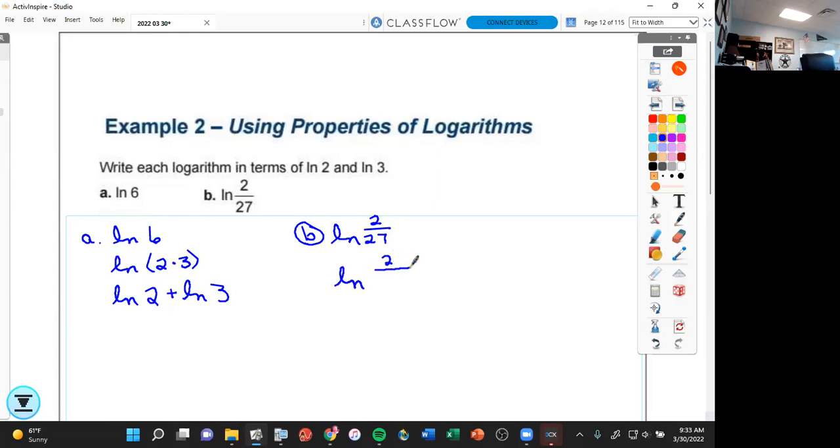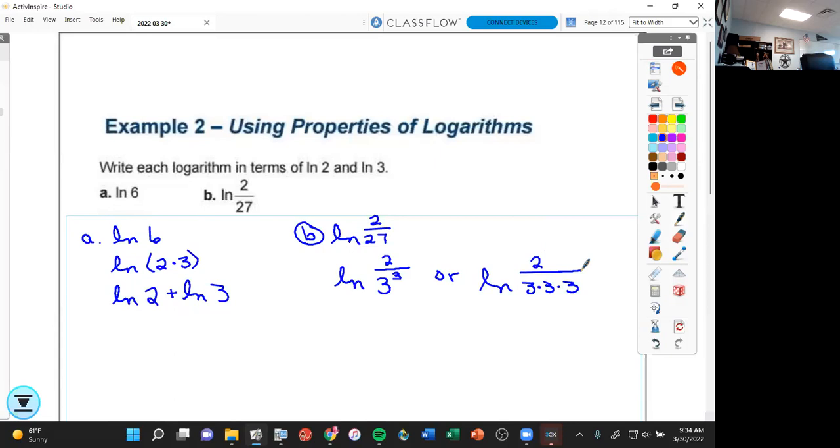Three what? Okay. What if someone else decided, I'm going to write that as natural log of 2 over 3 times 3 times 3? Same thing.